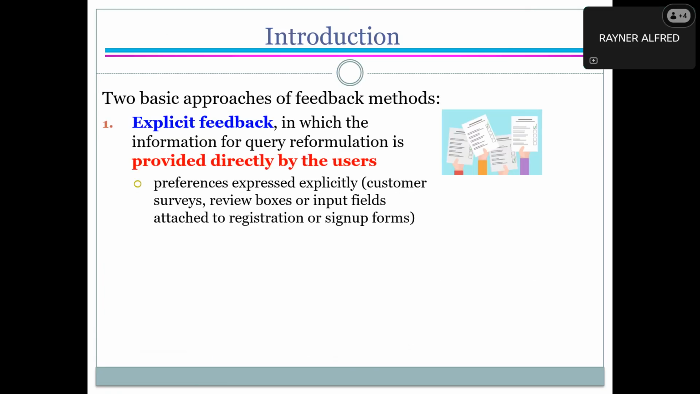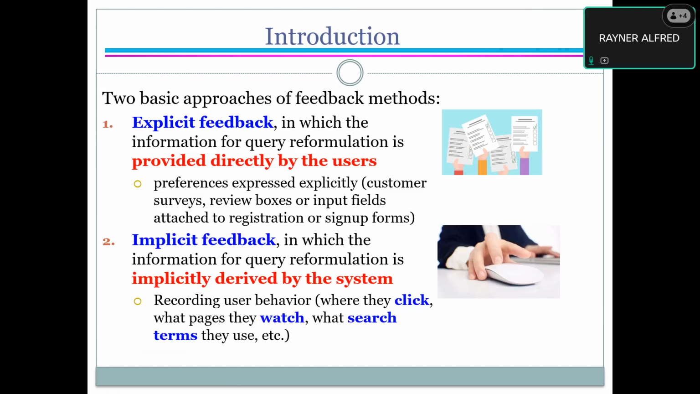There are 2 basic approaches that we can use for feedback. The first one is explicit, and the second one is implicit. Explicit means we get the feedback directly from the user manually, by filling in a form or showing an indication manually to us. So we collect data from them. The second method is called implicit feedback, because they are collecting the information based on our behavior.